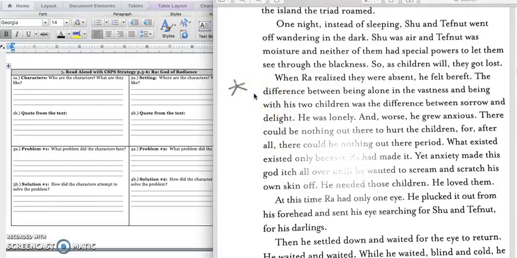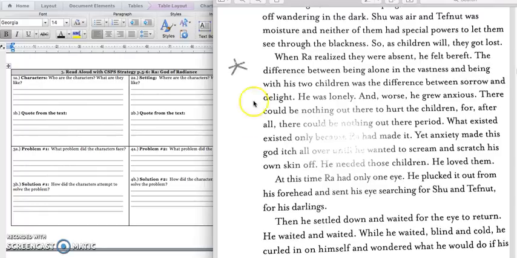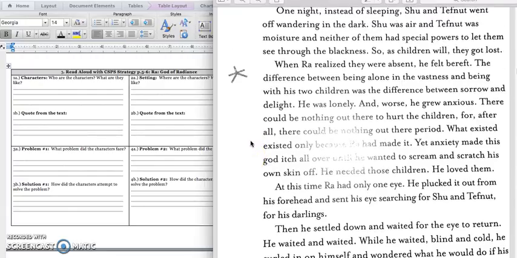When Ra realized that they were absent, he felt bereft. The difference between being alone in the vastness and being with his two children was the difference between sorrow and delight. He was lonely, and worse, he grew anxious. There could be nothing out there to hurt the children, for after all, there could be nothing out there, period, that existed only because he had made it. Yet anxiety made this god itch all over until he wanted to scream and scratch off his own skin. He needed those children. He loved them.